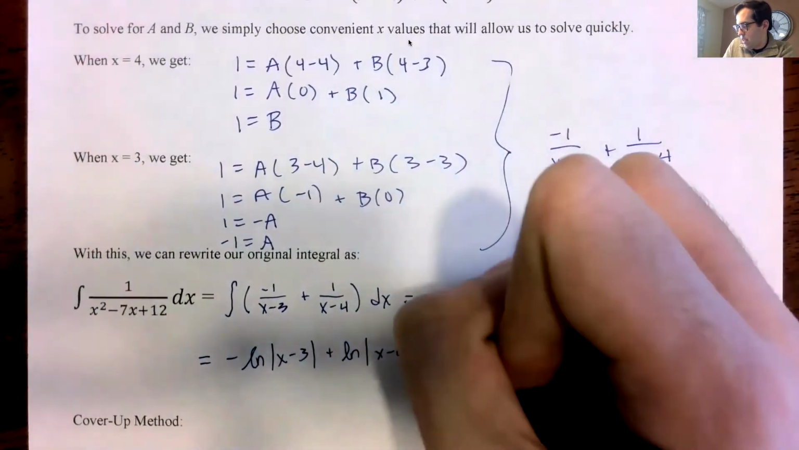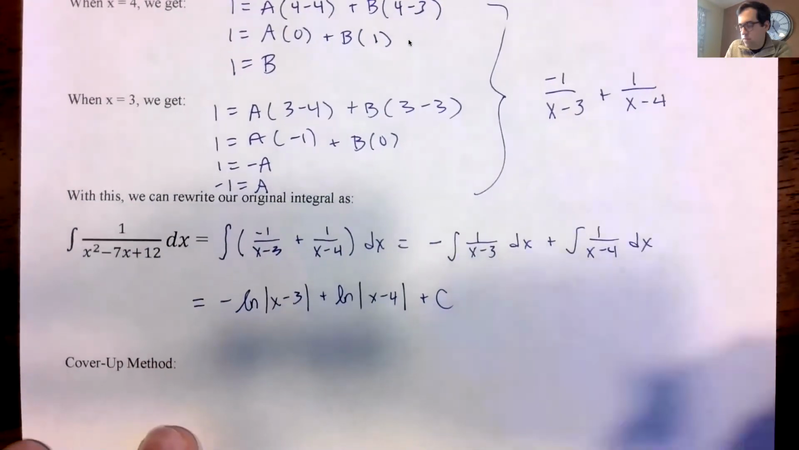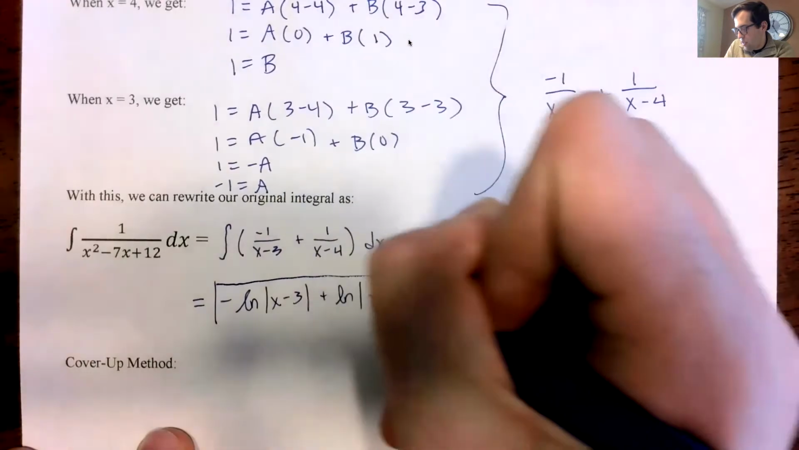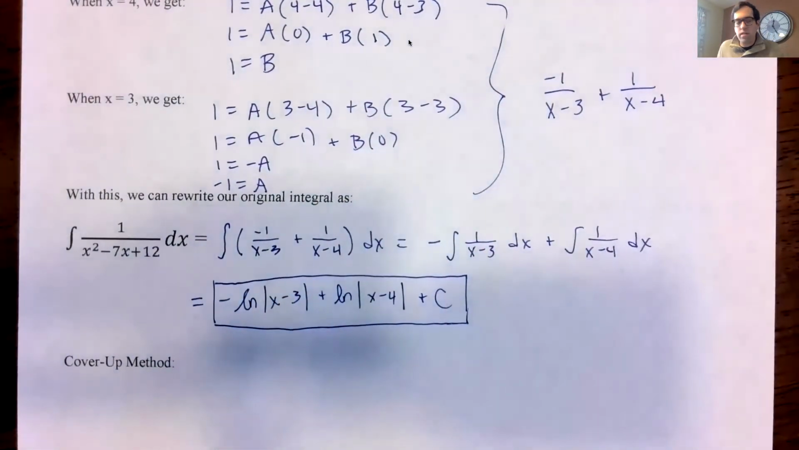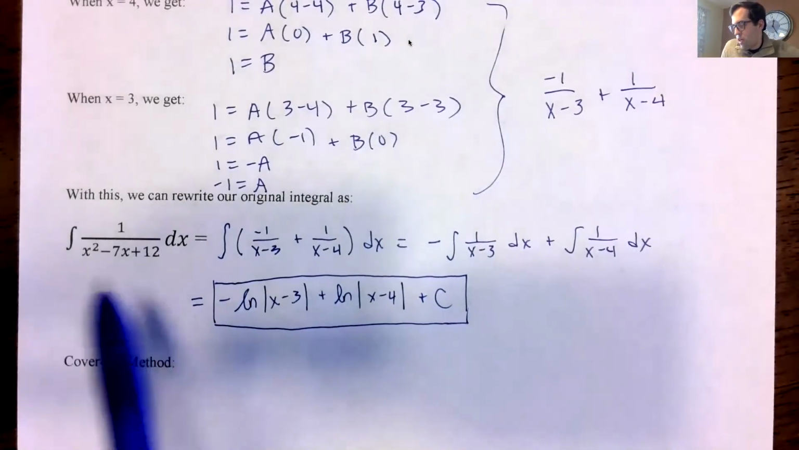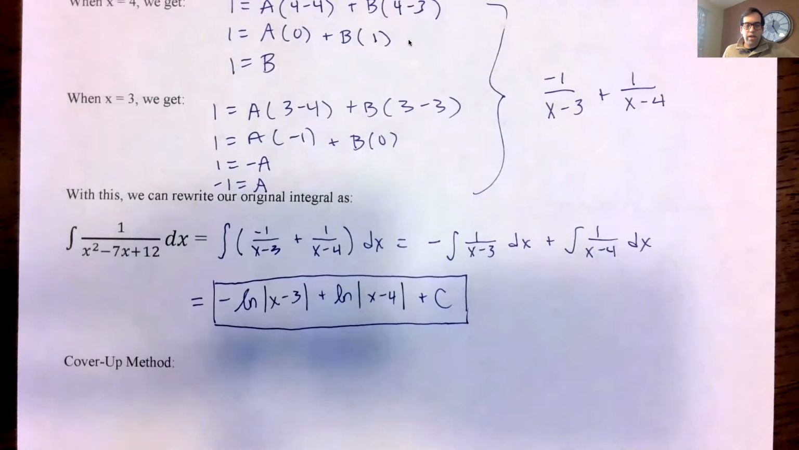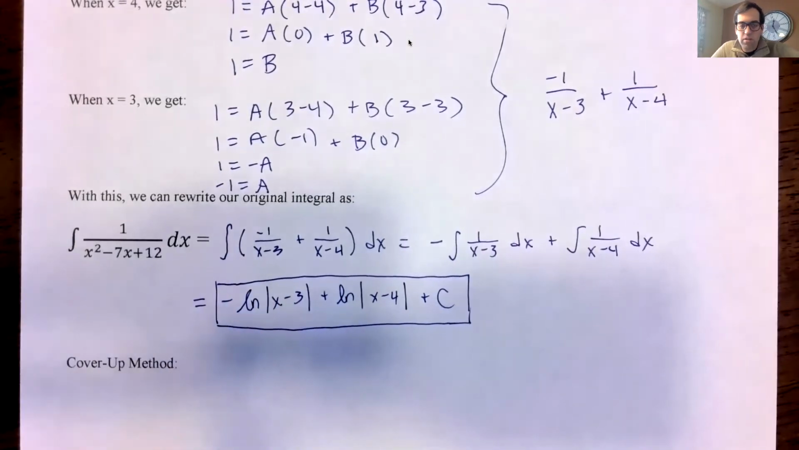And this needs a plus C at the end because we don't have bounds. Okay? So that is how we use partial fraction decomposition to help us integrate a complicated looking fraction. And as I said, in honors pre-calc, we looked at much more intense partial fraction decomposition than this.